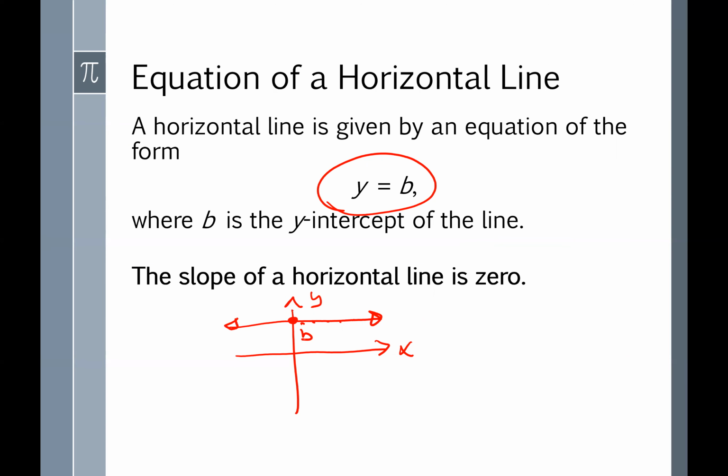The slope of a horizontal line is 0. So that's why you don't see that mx anywhere in this equation. If we have the equation in slope-intercept form, and the slope is 0, then we do get the equation y equals b.